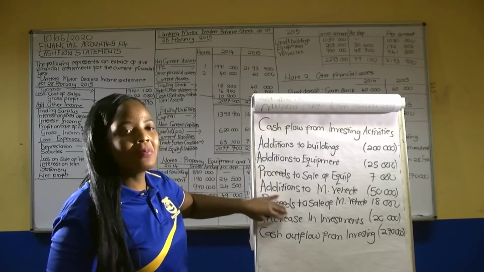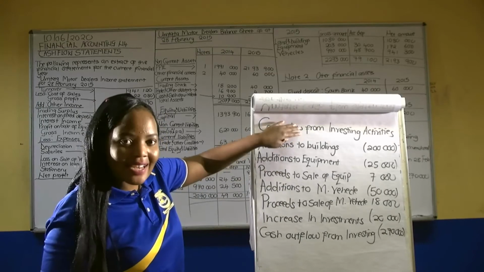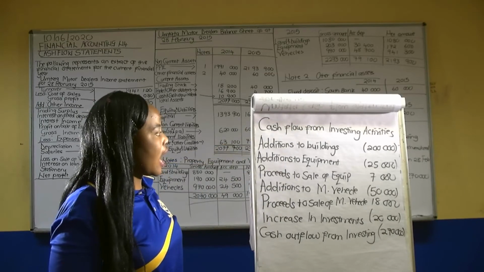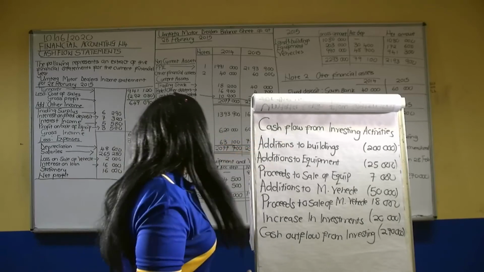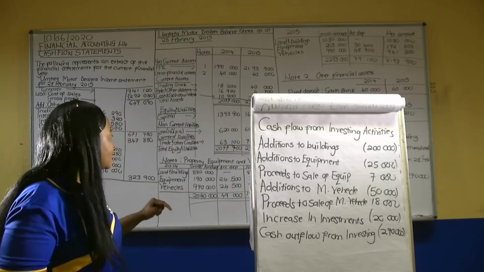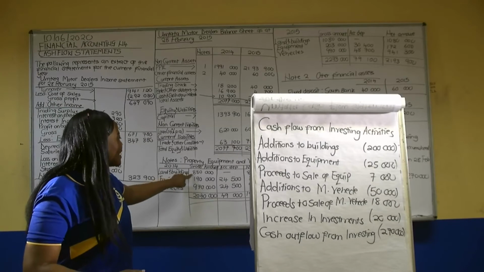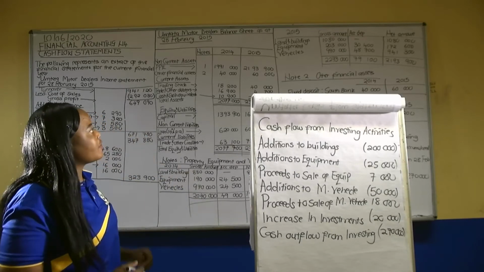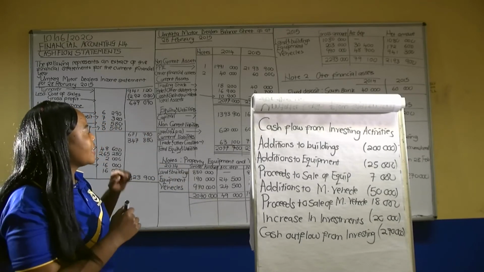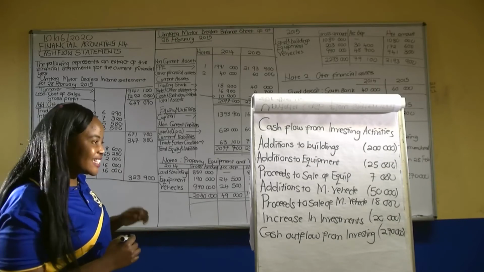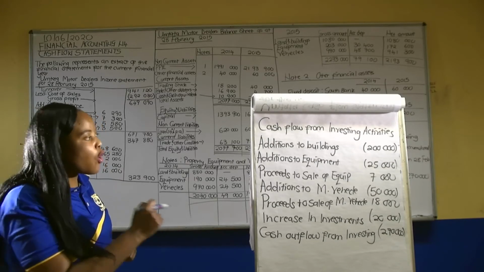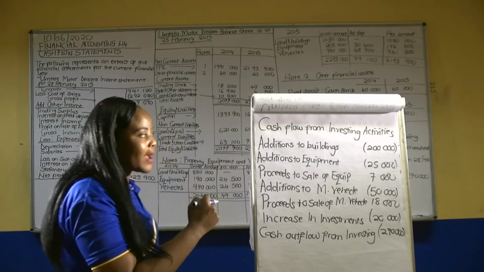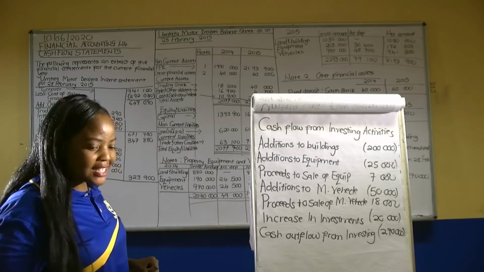Money coming into the business, that's what will be reflected in this story under investing activities. Are we together? We'll start with buildings. We'll discover that the buildings for 2014 were 880, but for 2015 the buildings have increased to 1,080,000. It means that Mthatha Motor Dealers actually bought new buildings during this particular year.